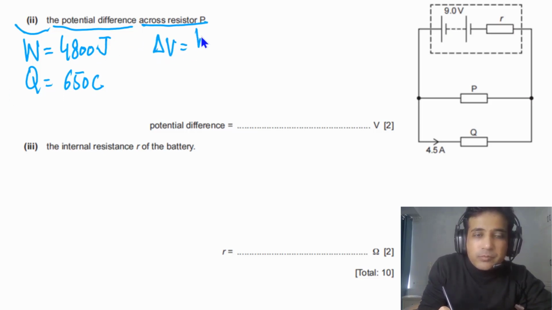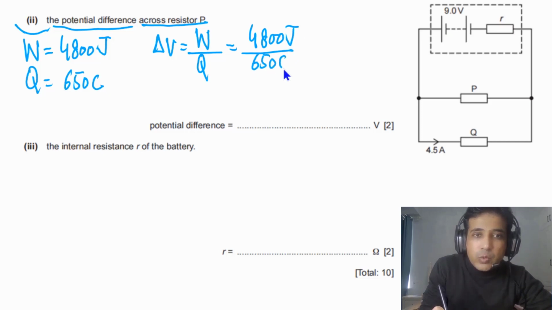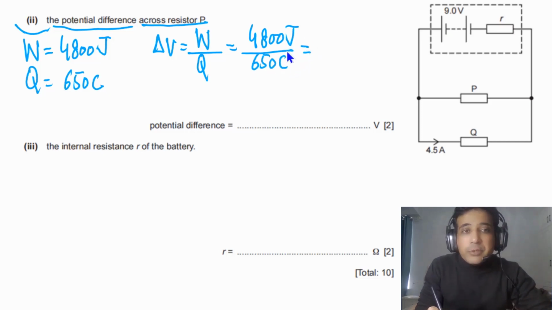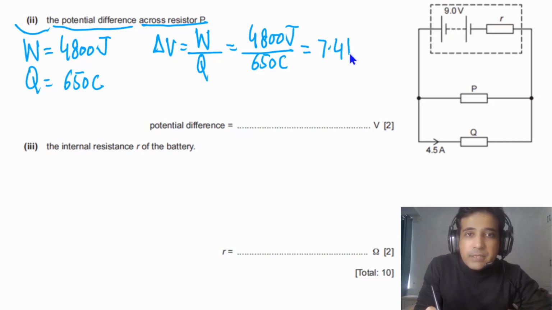So potential difference simply is equal to work done per unit charge. So in this case, we have the total amount of work done divided by the total charge passing through the resistor. So we will divide by Q. We have W, total energy dissipated, equal to 4800 joules, and Q is 650 coulombs. So the value of PD, potential difference, we can calculate. That will be equal to 7.4 volts up to 2 SF. So this one is our final answer.